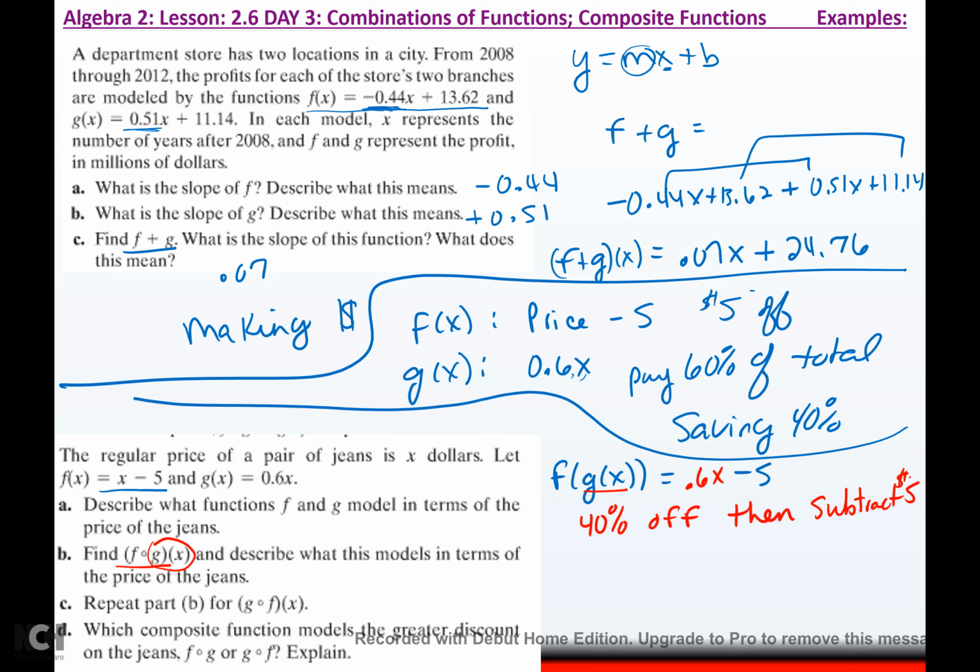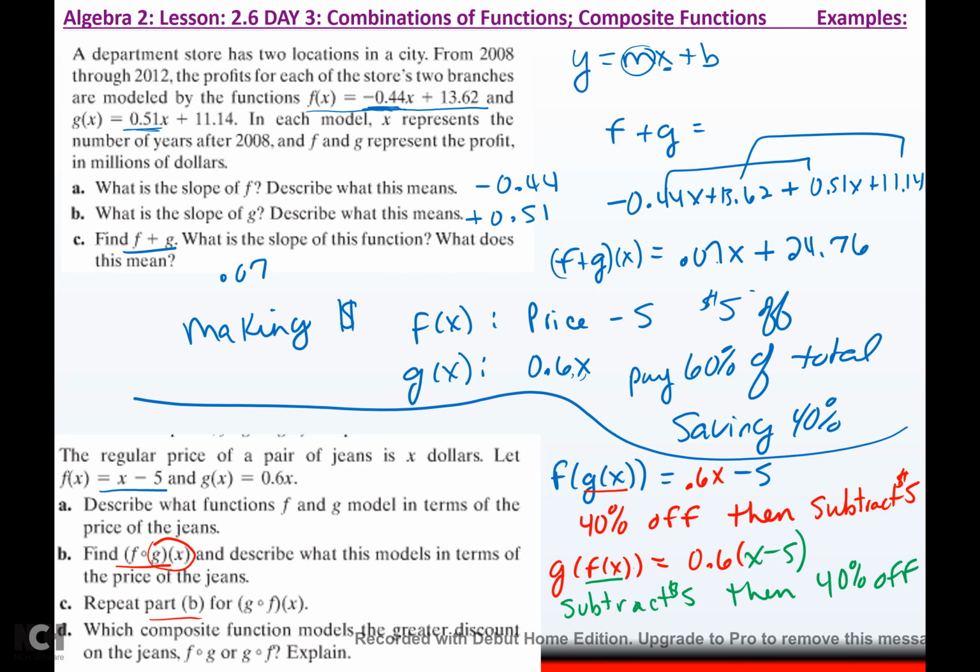Okay, so now it says, C, repeat part B for g of f of x. If I do g of f of x, that says copy g, which is 0.6 times f, and my f is, change colors here, x minus 5. So what I would do there is, you're doing this first, which says you are subtracting 5 first. You're taking $5 off first. Then you're going to take off 40% of that.